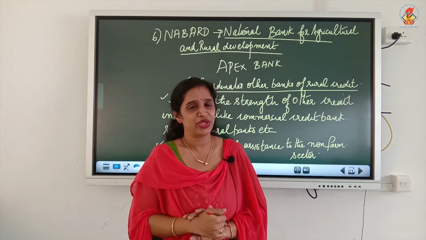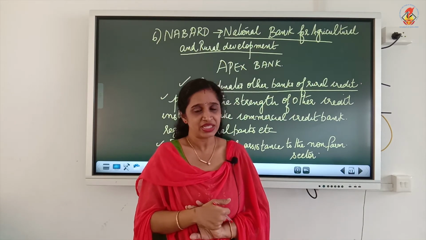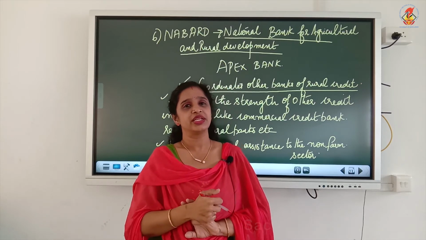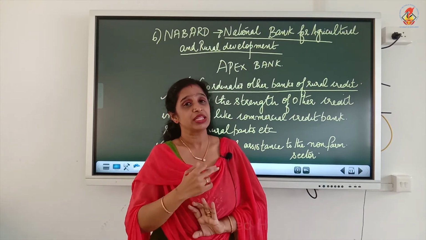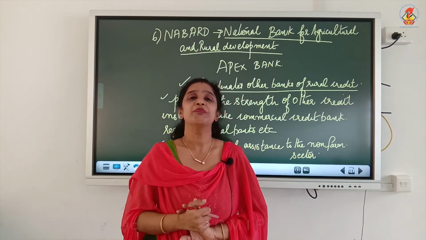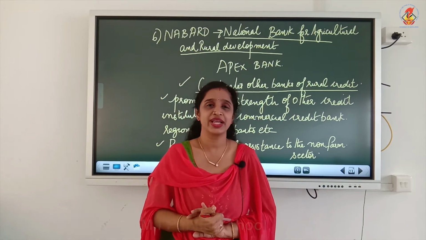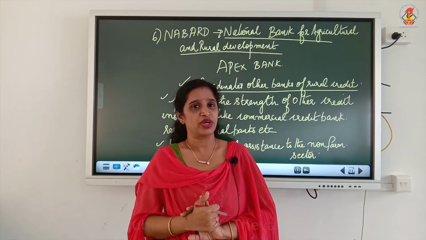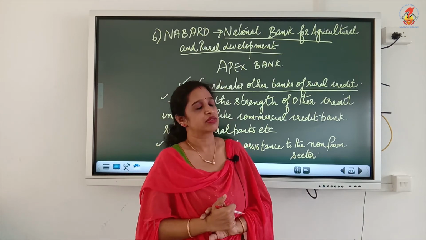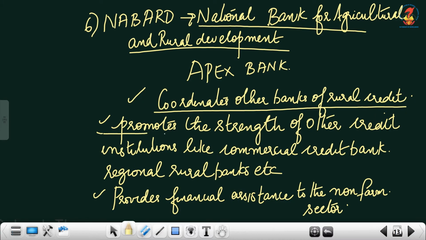You learned how the central bank coordinates other commercial banks, isn't it? Likewise, in giving the credit facilities to the rural people, the banks which are giving the credit facilities to the people of rural areas are controlled and coordinated by Nabard. That is why Nabard is known as an apex bank of the agricultural sector. Now, let us see which are the other functions of Nabard.